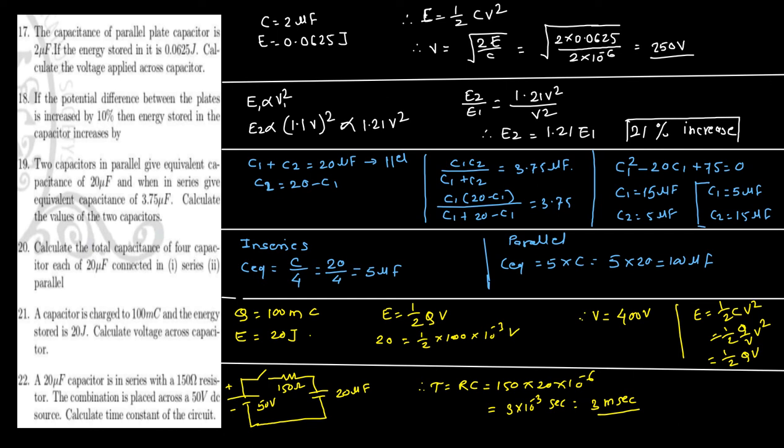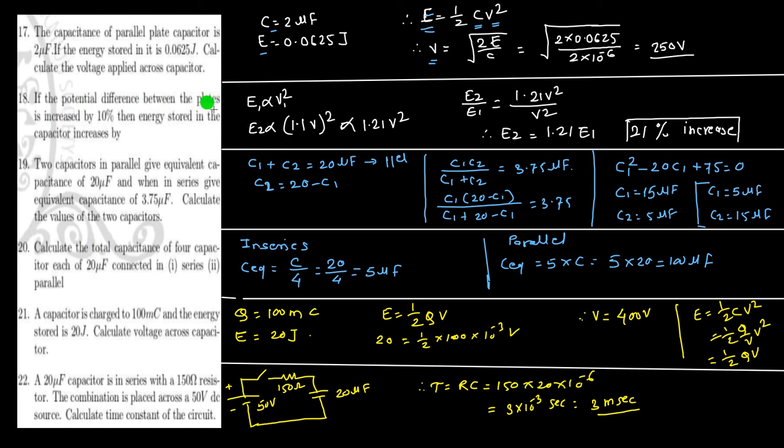So let's see some other numericals also. The capacitance of the parallel plate capacitor is 2 microfarad, and the energy stored is 0.0625 joules. Calculate the voltage applied across the capacitor. So capacitance and energy are given, and we know that the energy is equal to 1 half CV square. So E and C are known, so we have to calculate the V. So V is equal to under root 2E by C. Substituting the value of E as 0.0625 joules and capacitance as 2 into 10 raised to minus 6, it will give you 250 volt of the supply.